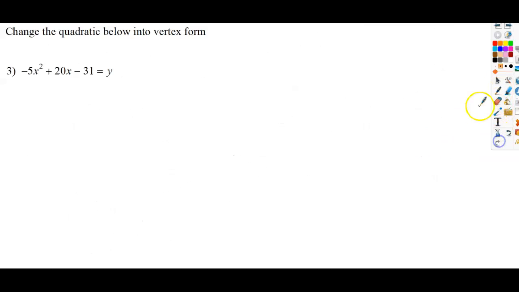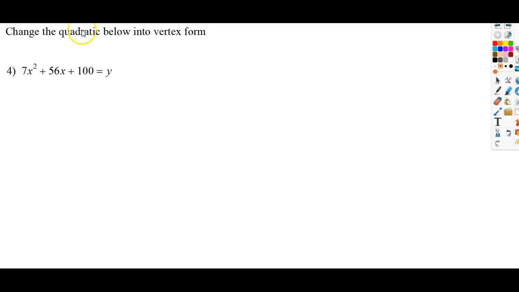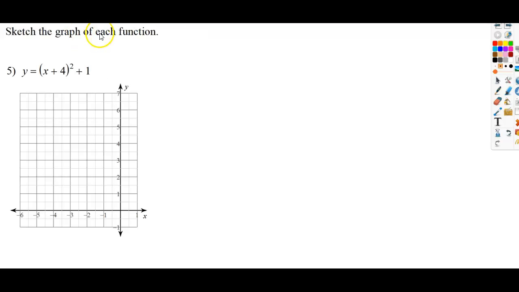Now for the next question, for number 4, I'm not going to work it out, but I will show you guys the correct answer. If you want to know how to do it, I would say just check out the example before this one. And that's what you guys should be getting for number 4. Go ahead and move on to number 5. We're graphing in this problem.